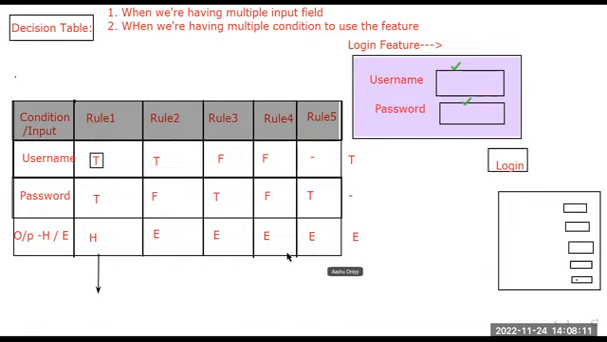All of you are understanding this, guys? Why is this decision table required? Here I'm just talking about 5 to 6 input fields. Assume that there are 20 fields. Now you can imagine the number of test scenarios.